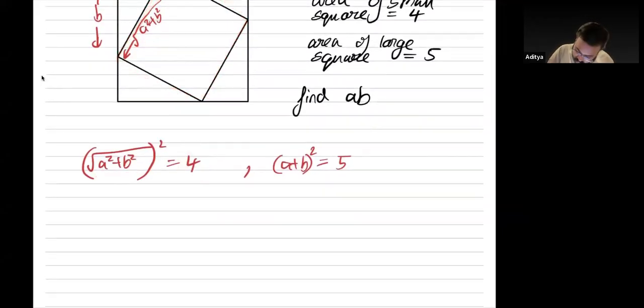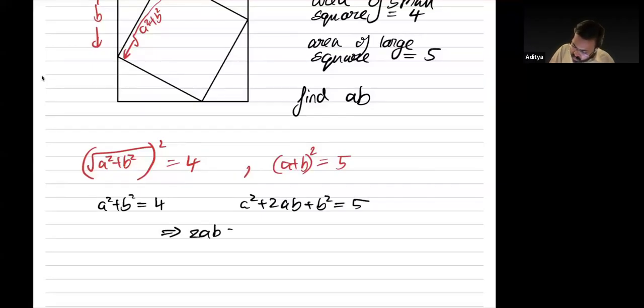So we have two quantities, A square plus B square equal to 4, A square plus 2AB plus B square equal to 5. From here we get 2AB equal to 1, or AB equal to half.